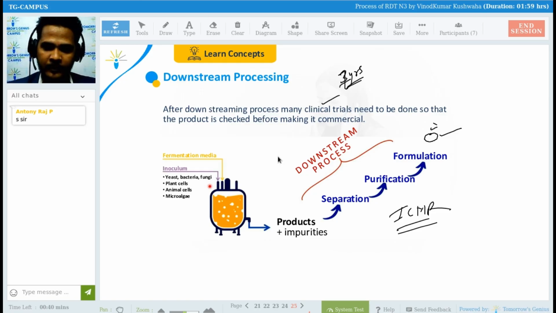Sasidharan. Yes, sir. Indian Council for Medical Research. Yes. Indian Council of Medical Research. So it generally grants permission for your product to be sold in the market, right? Especially for clinical, for medical purposes, for the medical field.